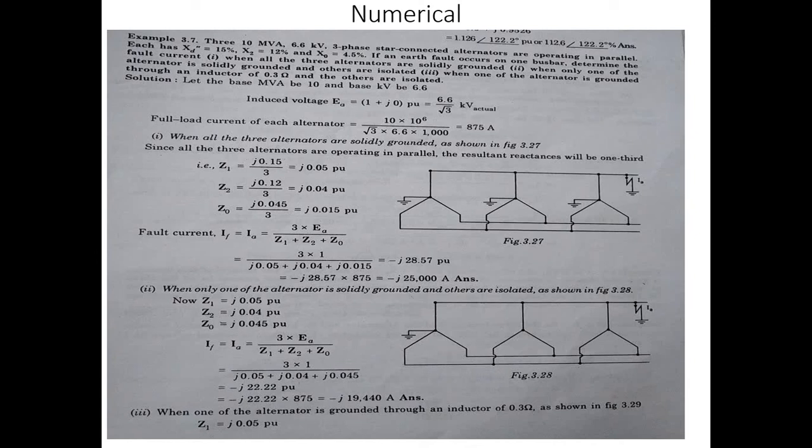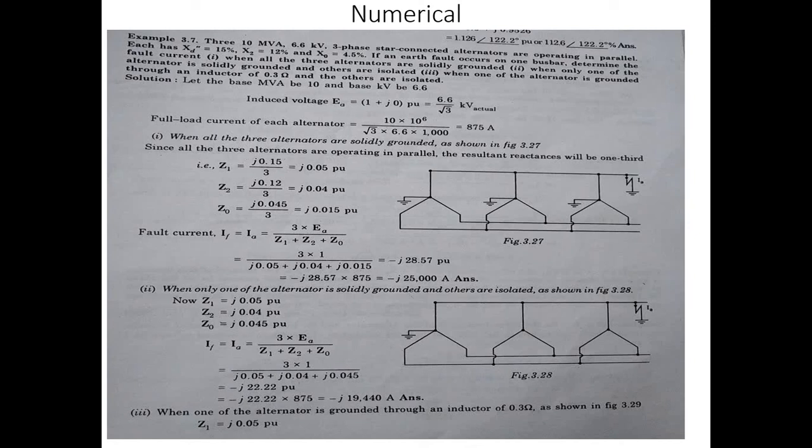So the remaining procedure is the same. We have to use the same formula: IF is equal to IA is equal to 3EA upon Z1 plus Z2 plus Z0, and you will get the current in per unit as minus J22.22, and in terms of the actual unit minus J19,440 ampere. That is, in the second case, since the zero sequence impedance changes, the fault current is changed.